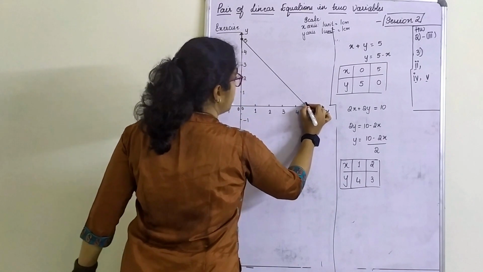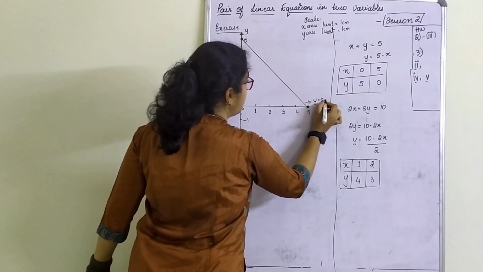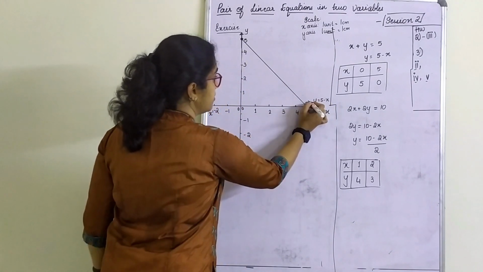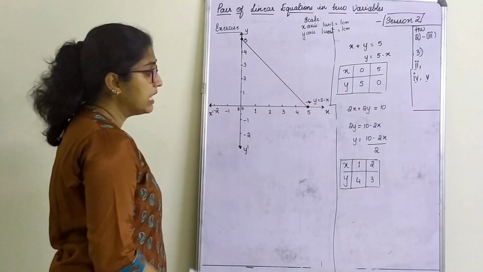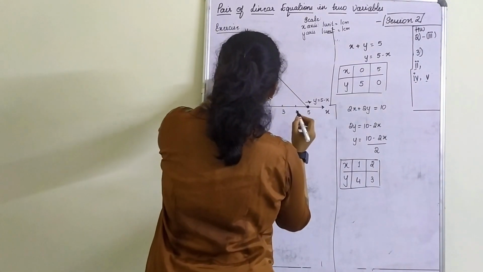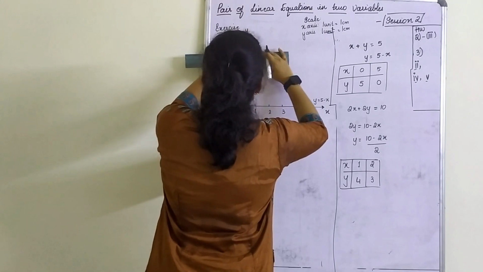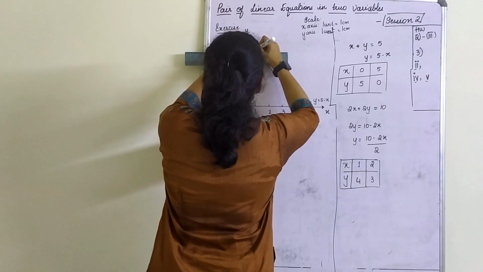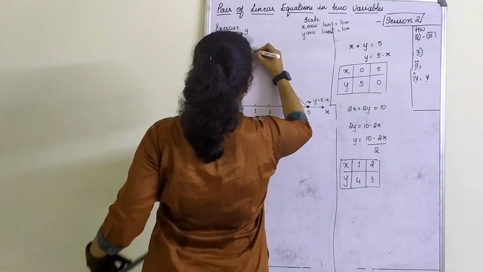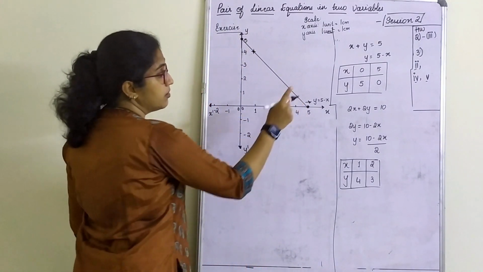This is what I have got, and this is for the equation y is equal to 5 minus x. Next, x is 1, y is 4. Let me draw one perpendicular line, otherwise I'll miss it. Okay, it's here. I'll mark this by a cross.